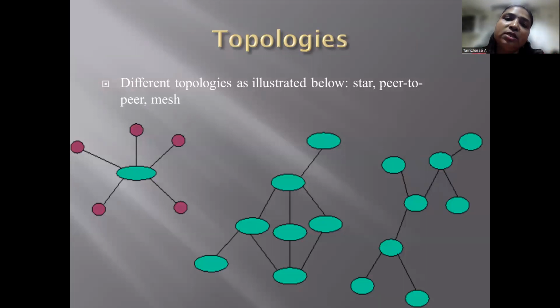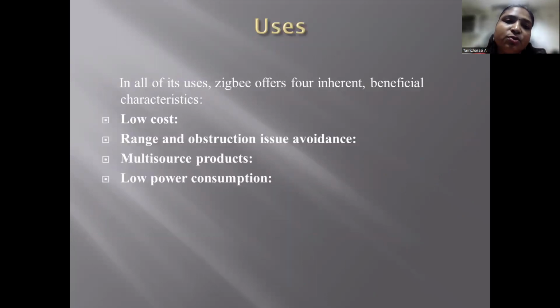Zigbee supports three different types of topology: star topology, peer-to-peer network, and mesh topology. When it comes to the uses or advantages of Zigbee, the main advantages are low cost, range and abstraction issue avoidance, multi-source products, and low power consumption. These are the main features of Zigbee so that it can be used for connecting IoT devices.